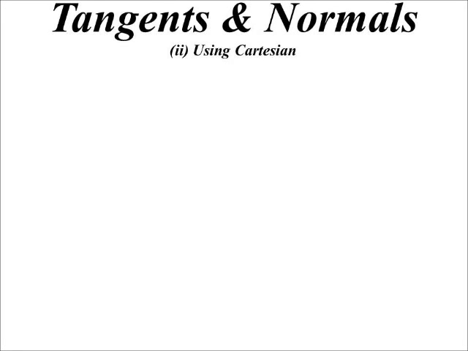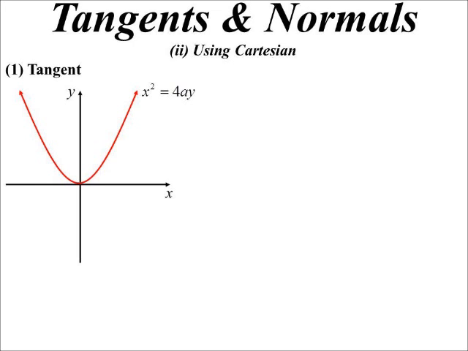Yesterday we looked at tangents and normals, but using the parametric coordinates. Today we're going to look at tangents and normals, but using the Cartesian coordinates, so an alternative approach. Let's see what happens. So our tangent, again we've just got our basic parabola x squared equals 4ay.